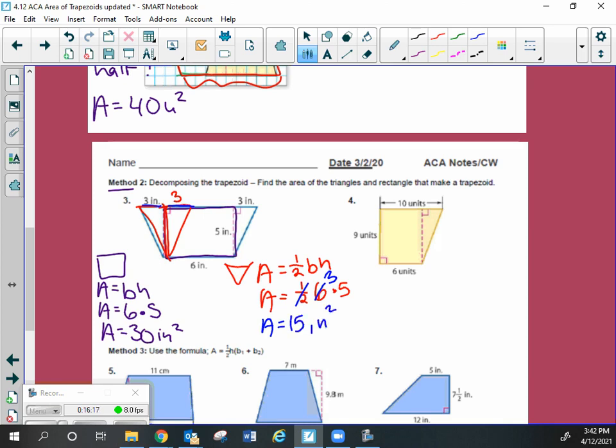Inches squared, so is my answer 15 inches squared? No, I still need to add the boat part. So 30 plus 15 would give me 45 inches squared. Okay, so that's a different method. I think I'm more inclined to use that one than flipping on the other one, but again, that's my personal preference. I'm not going to tell you how to live your life.